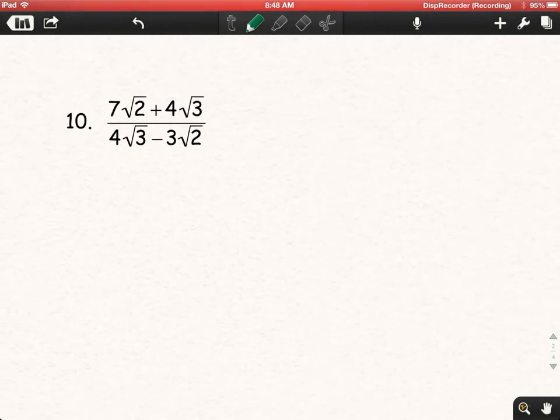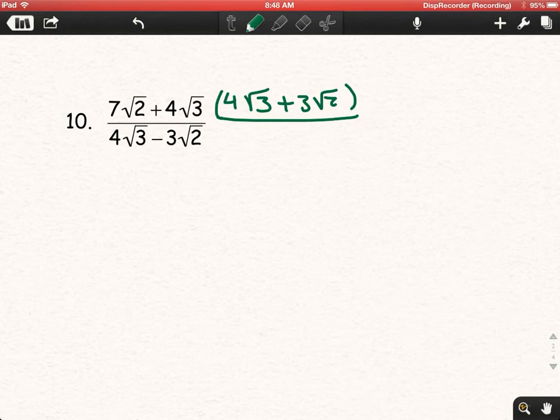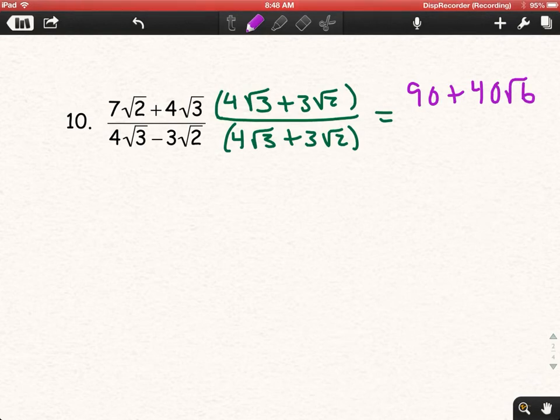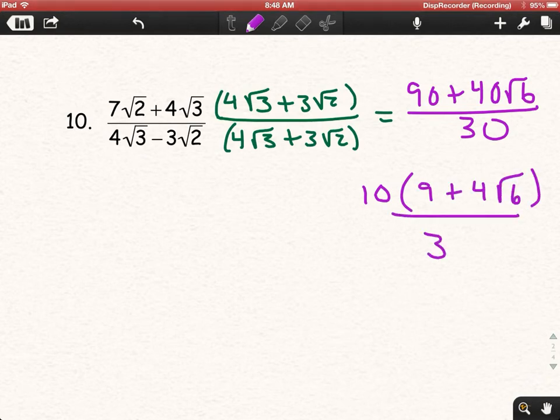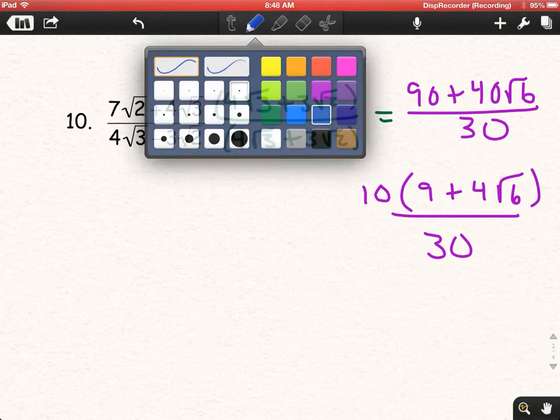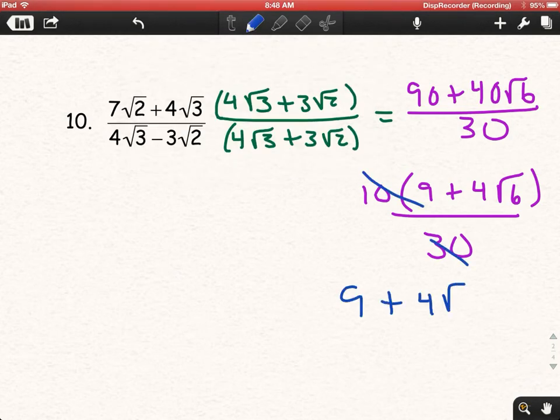Number 10 required a conjugate. Some of you still didn't know that you need a conjugate here, top and bottom. 4 square roots of 3 plus 3 square roots of 2. And after you make your boxes, you should get 90 plus 40 square roots of 6 all over 30. The numerator has a GCF of 10, which means we could cancel and get 9 plus 4 square roots of 6, all over 3.